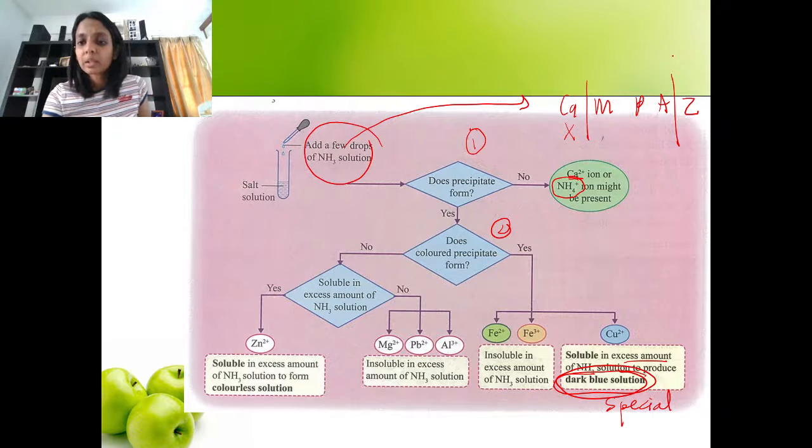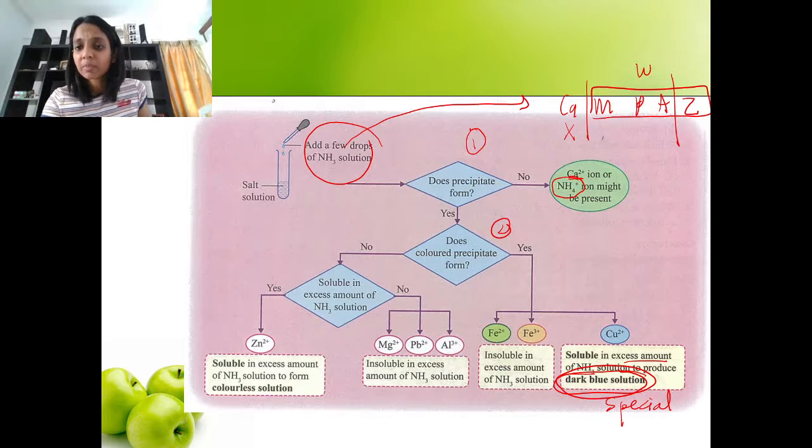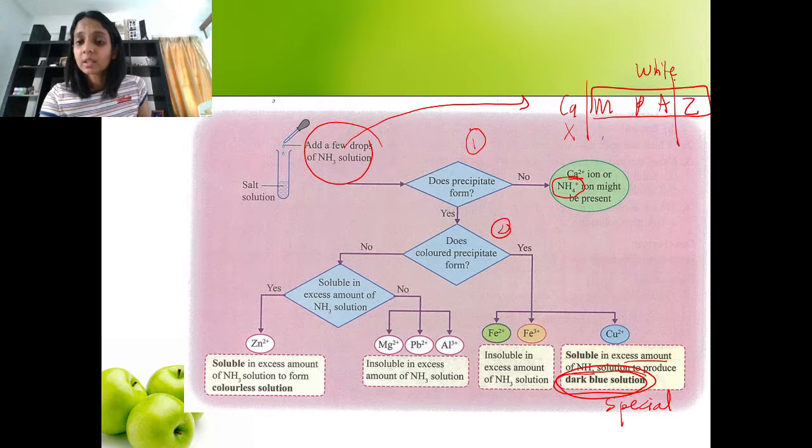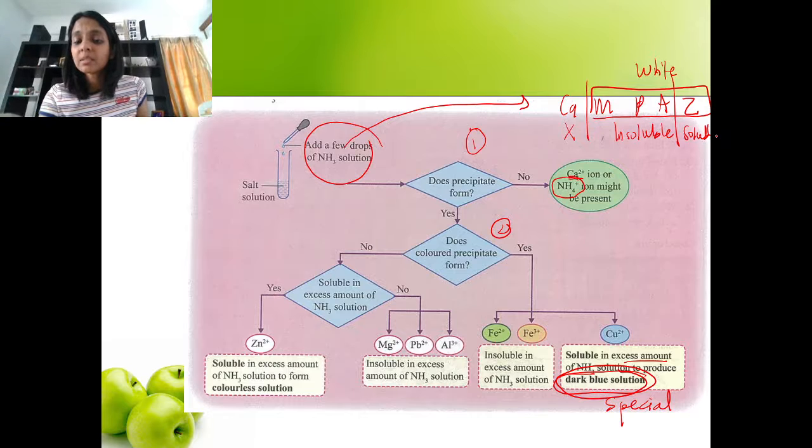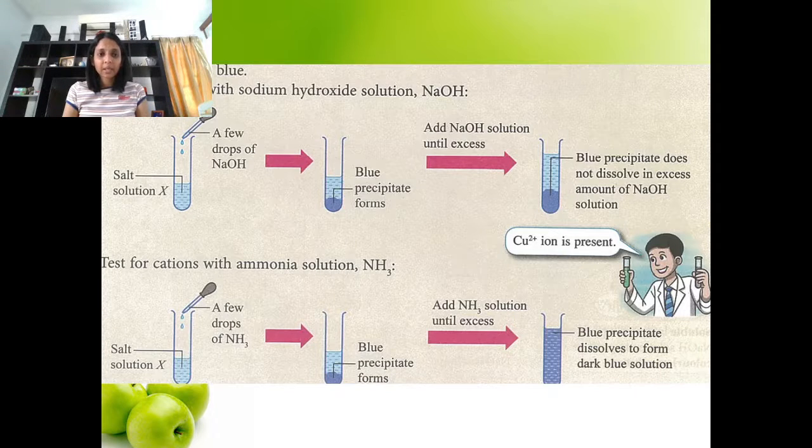When I put a little bit, all these are white precipitates. However, when teacher puts in excess, which word appears first? Insoluble, right? So the first part here is insoluble and zinc is soluble. So magnesium, lead and aluminium are insoluble. However, zinc is soluble. So this is the thing that teacher wanted to recap.